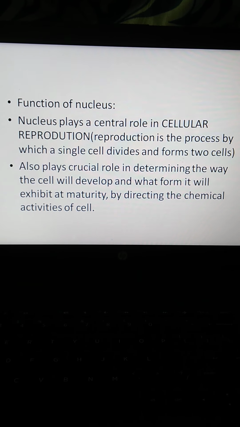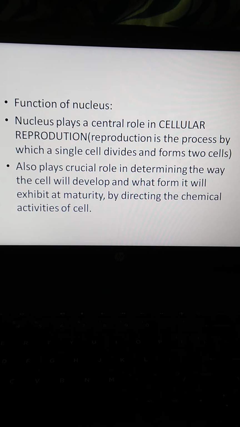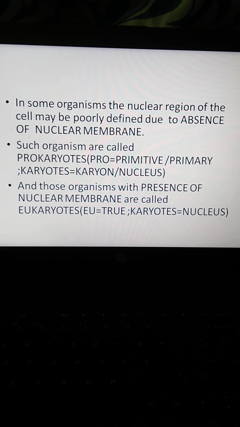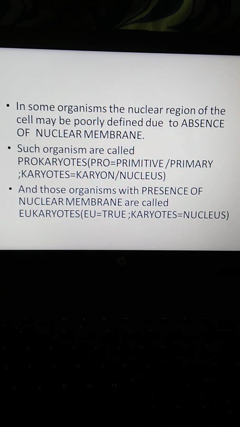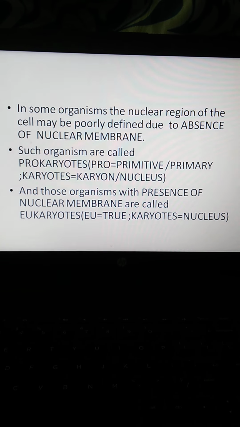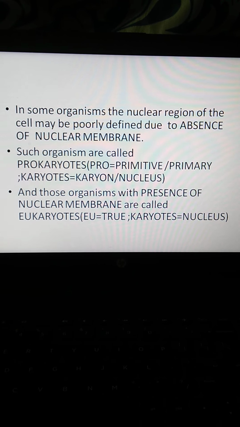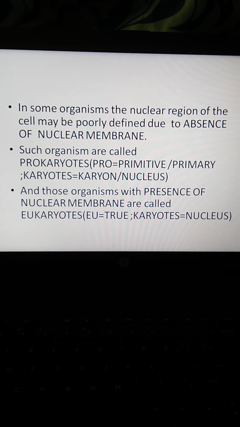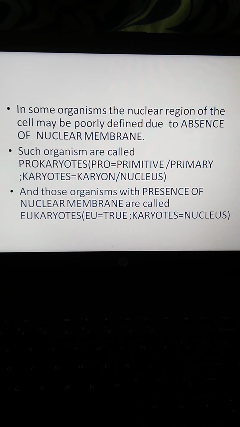Okay, students. Coming to the very next topic following the function of nucleus, it is on the basis of presence of that membrane which we have already discussed earlier, the nuclear membrane which was double layered. On the basis of its presence or absence, we can categorize organisms into two types as prokaryotes and as eukaryotes.